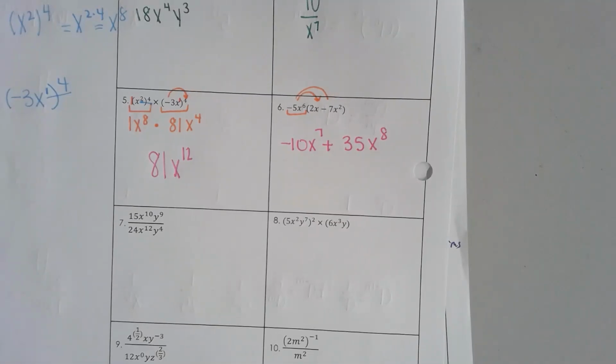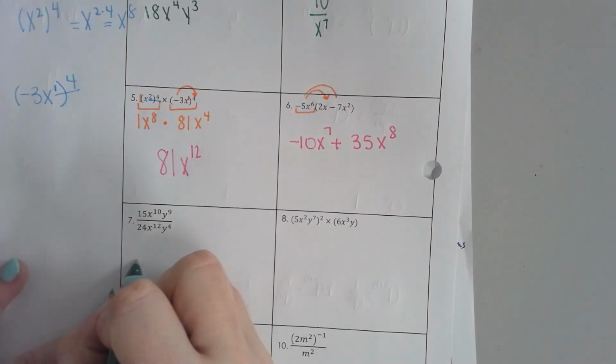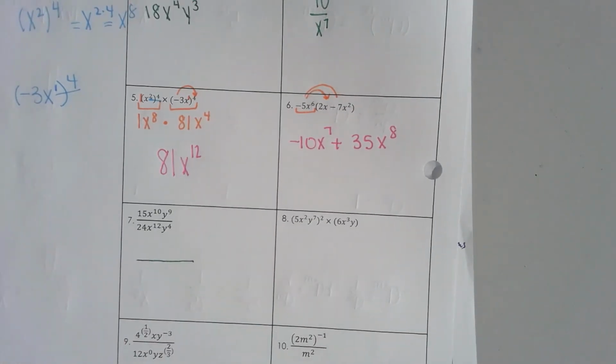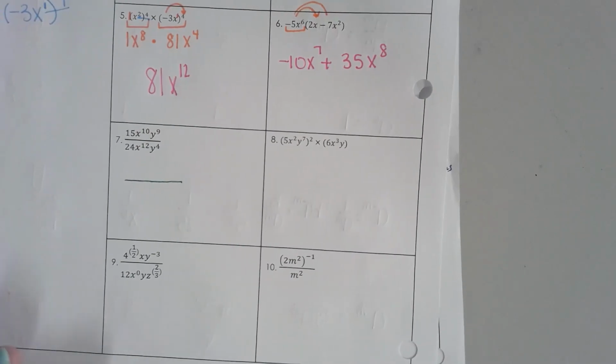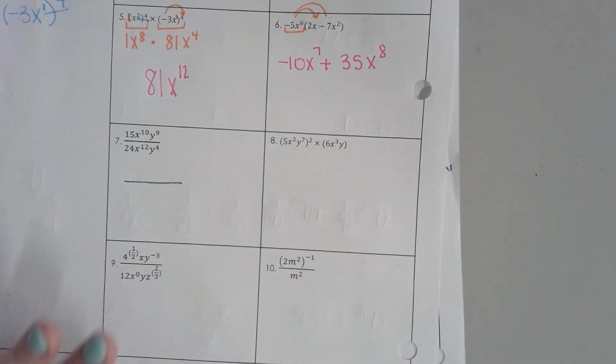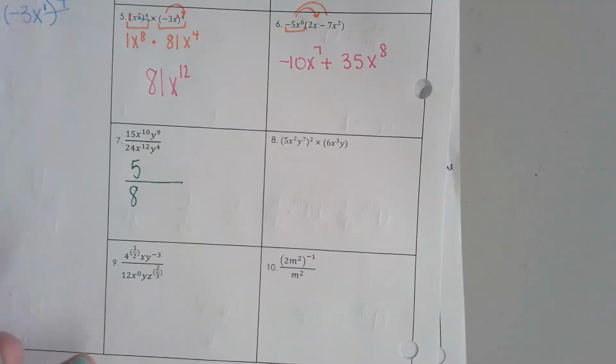All right, number 7, we have a fraction. So I'm just going to rewrite a fraction to prepare my answer. 15 over 24 simplifies to what? 5/8. Okay. Don't think of the division with the exponents as subtracting them. Otherwise, you're going to end up with some negatives and you're going to get messed up. Think of it as canceling out.